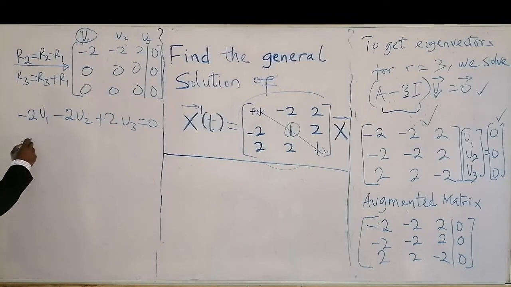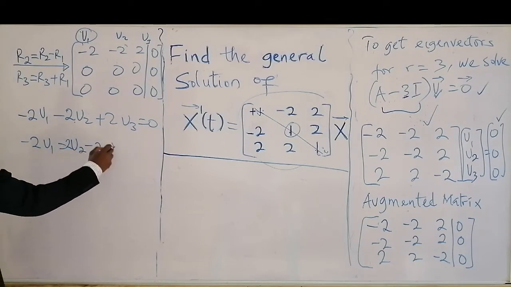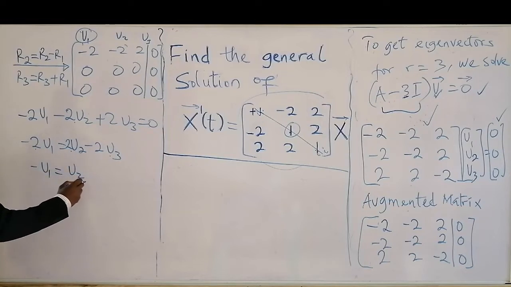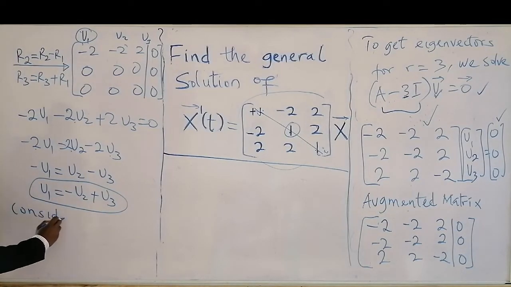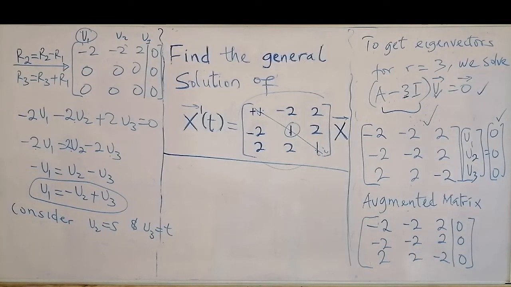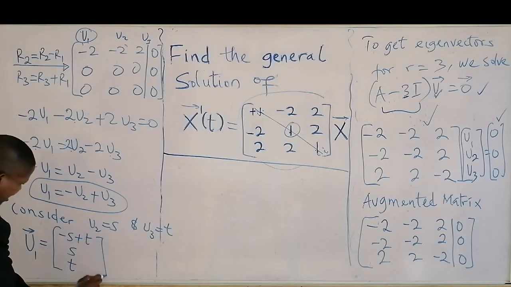Then we solve for U1. Minus 2 U1 is equal to, moving this to the other side, 2 U2 minus 2 U3. Then minus U1 is equal to, dividing by 2, U2 minus U3. So you can multiply by minus, then U1 is equal to U2 plus U3. So consider U2 to be s, and U3 to be t. In that case, the first eigenvector will be U1 equal to s plus t, U2 equal to s, and U3 is t.